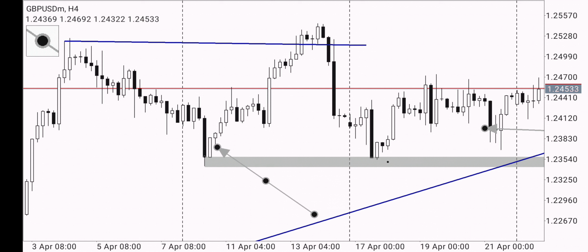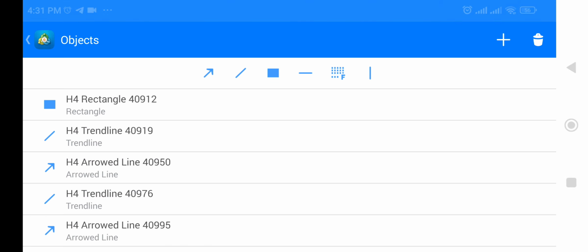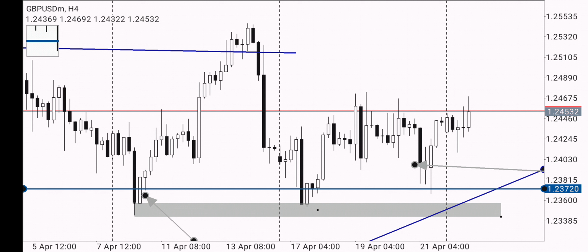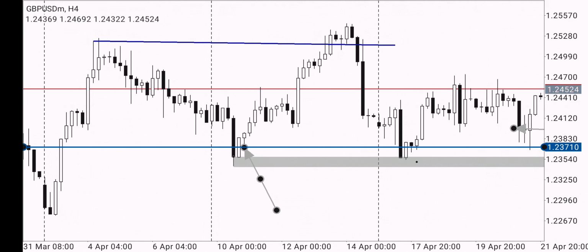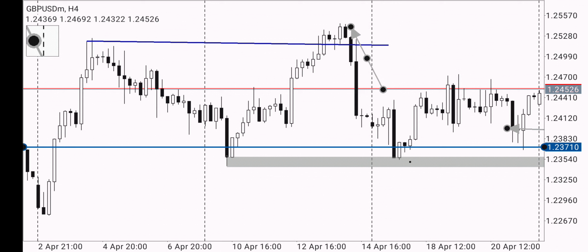After taking out this liquidity, let me draw a line so you'll be able to see it. You can see. So let me delete this. So after the market took out this liquidity, I noticed this buyer's presence, this heavy 4 hours bullish candle, I entered my buy here and I set my TP here.